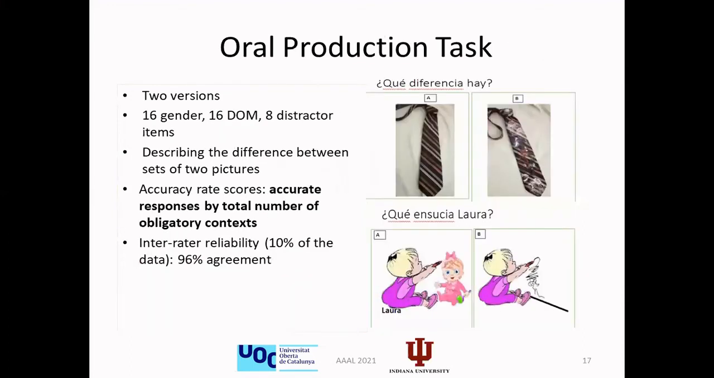In the oral production task, participants had to describe the difference between sets of two pictures, as you can see here. An accuracy score was computed based on the number of accurate responses divided by the total number of obligatory contexts created. The inter-rater reliability for 10% of the data was 96%. And now Yucel will walk you through the results of the study.